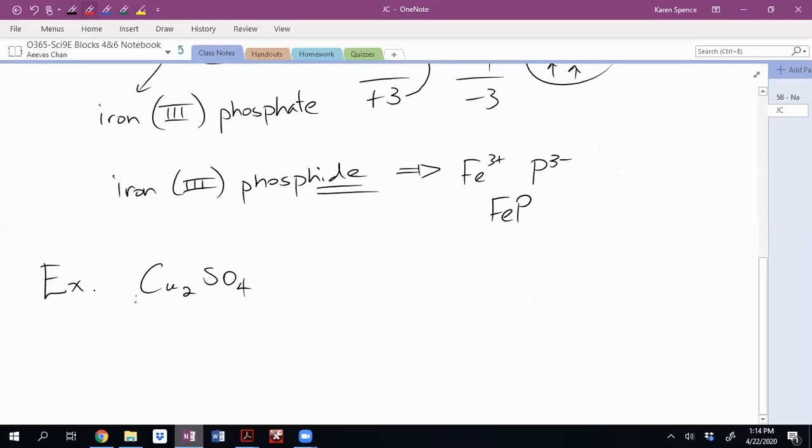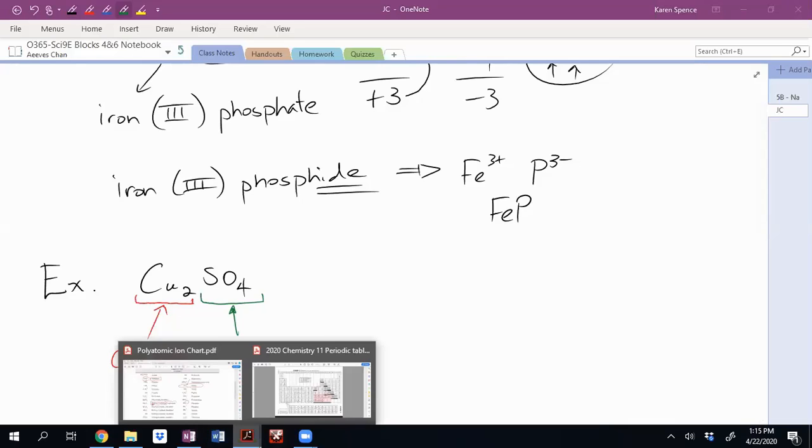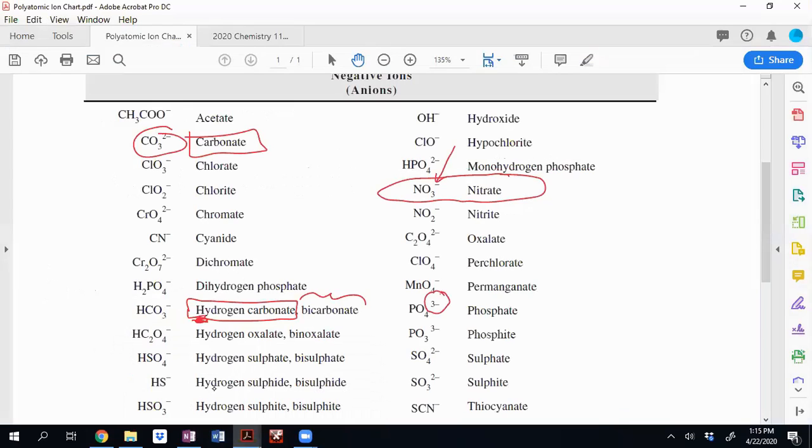Here is our cation, our metal, and Cu is copper. That means everything else is the anion. So the SO4 is the anion. How many sulfates do we have? One. Okay, we go look it up and we find out what its charge is. It has a 2 negative charge.